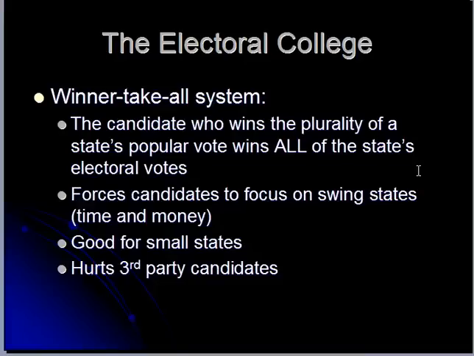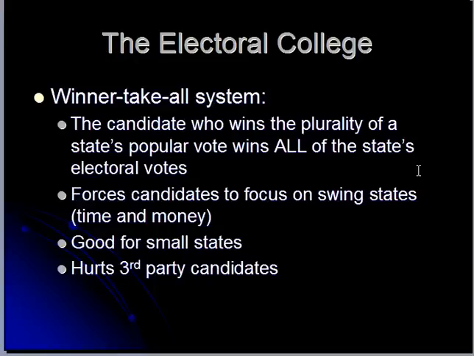Now this is great for small states, this whole Electoral College system. And if you look at 2012, New Hampshire and all 4 of its electoral votes are seen as very important because that could be the difference between getting over the hump and getting to 270 or losing.